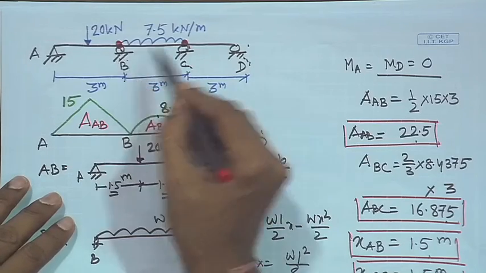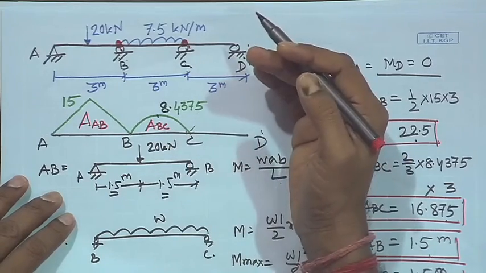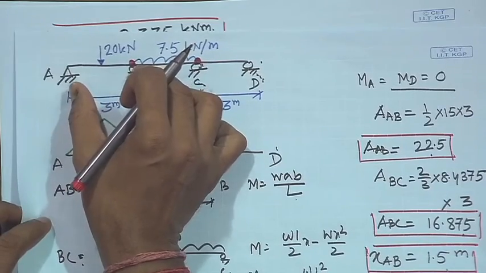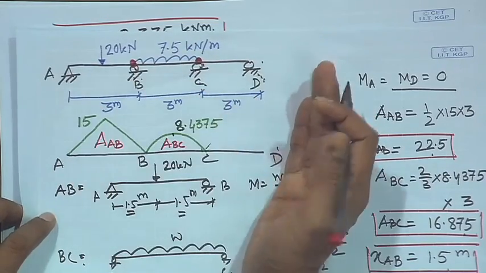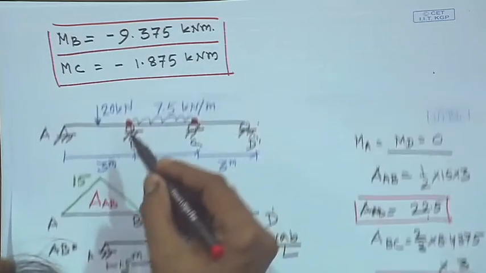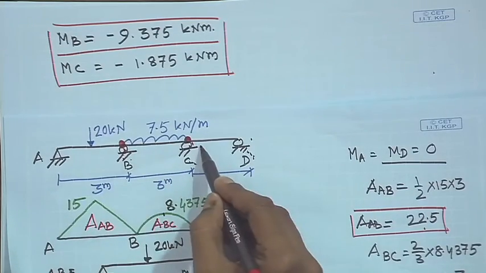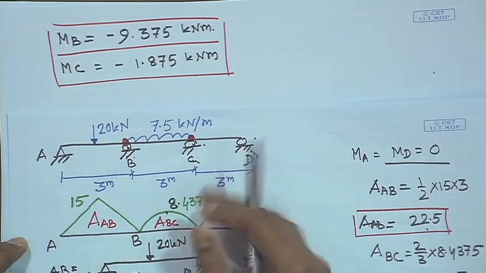Now, once we know the moments at B and C, the rest of the thing is just to take the free body diagram of different parts, apply the equilibrium conditions, and get the other forces. And we can do that. Let us draw the free body diagram of the actual structure, because now we have already obtained the values of MB and MC. Now, we need to find the reaction forces of the actual structure, not for this.